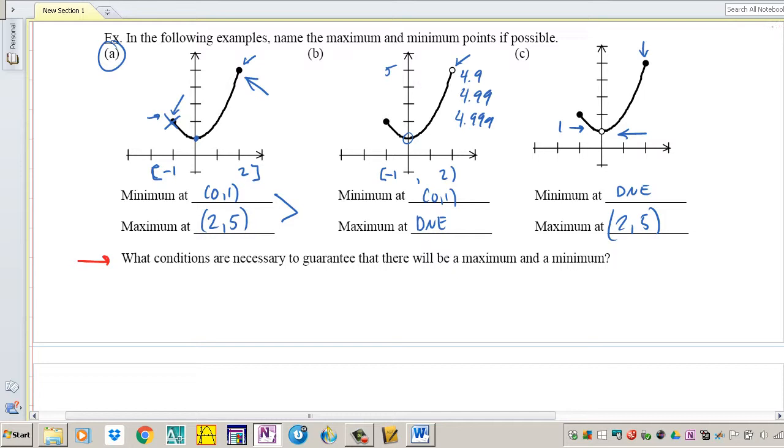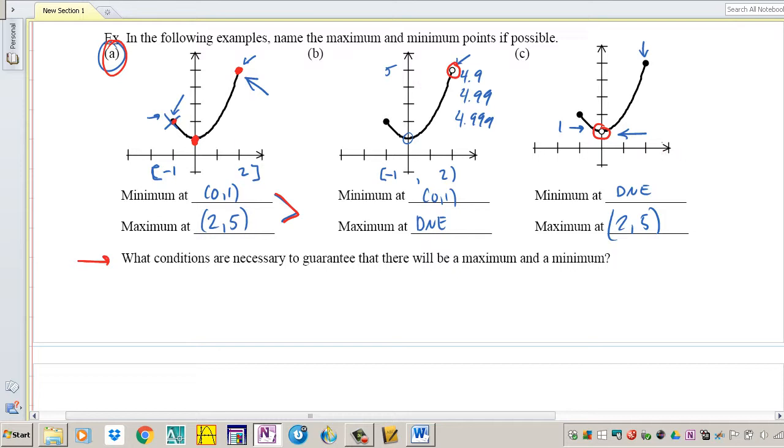Well, the answer to the question lies in the previous example. So letter A, we had a maximum and a minimum to be defined. These 2 points were defined. Well, why were they defined? Well, they were defined because we had the minimum right here and the maximum here. And what do you notice about those 2 points? They were defined. They weren't holes. Letter B, we had a hole here, which means that the maximum could not be defined. And letter C, we had a hole at the lowest point, which means the minimum could not be defined.